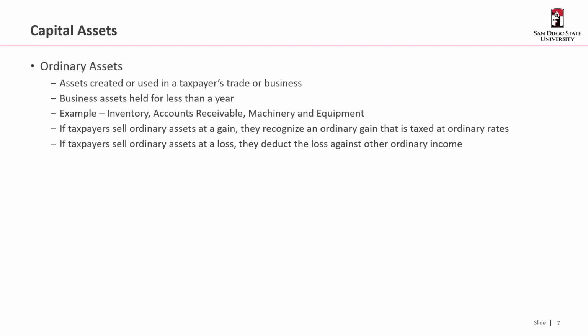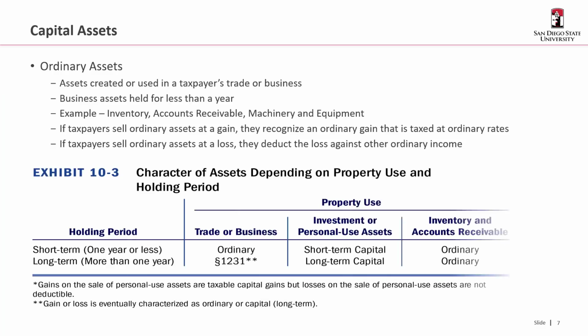Okay. So ordinary assets, we know, therefore, are the things used in a trade or business, inventory, anything held for less than a year. And if a taxpayer sells ordinary assets at a gain, it's an ordinary gain taxed at ordinary rates. If they sell ordinary assets at a loss, they are allowed to deduct that loss against their other ordinary income. And we've been through the individual NOL rules, and you see that if you create an NOL, you might get into some problems related to the deduction of an ordinary loss. But for the most part, you get to deduct your losses.